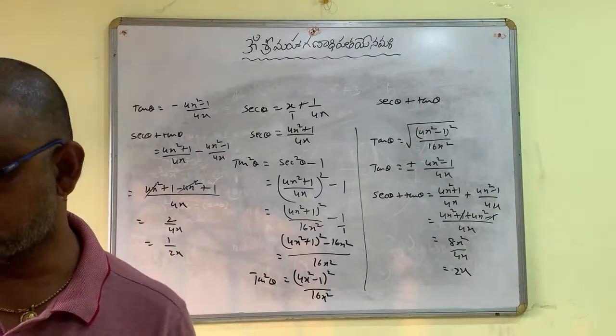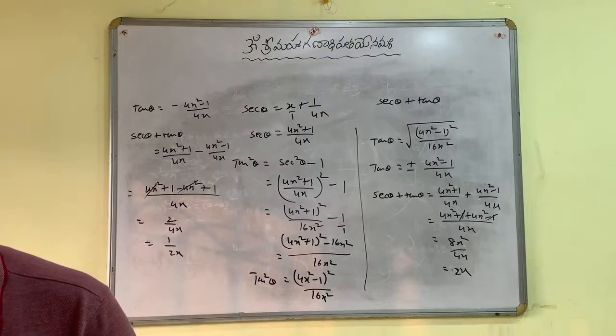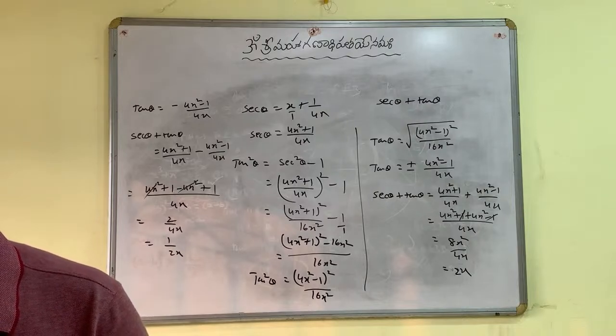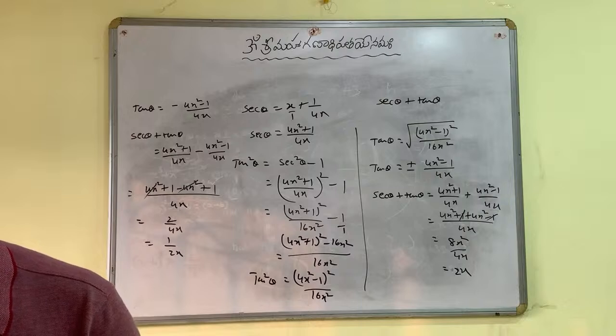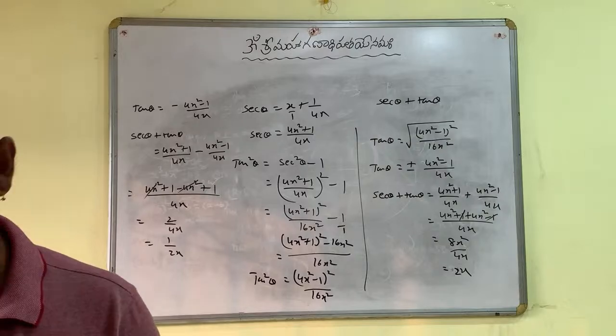Now Ajista is asking the 32nd question. If alpha and beta are the zeros of p of x, satisfying the relation alpha square plus beta square plus alpha beta is 21 by 4, then what is the value of k?